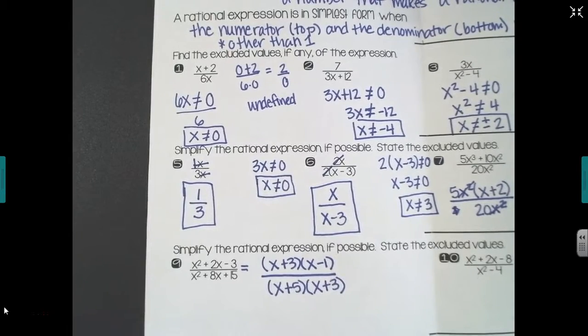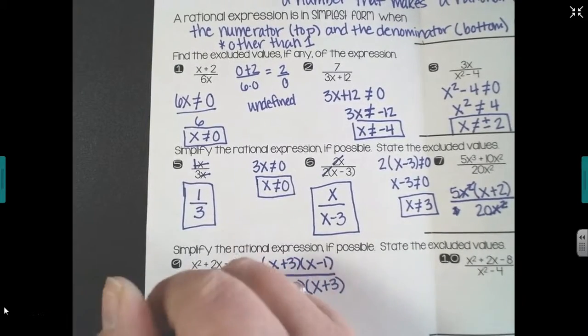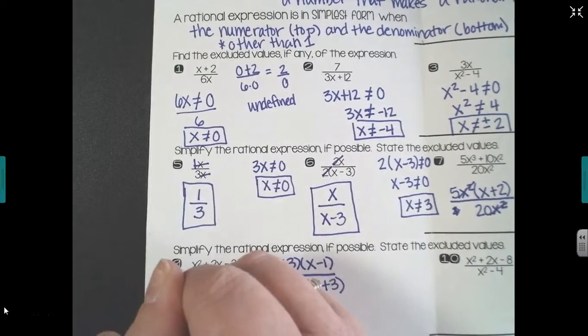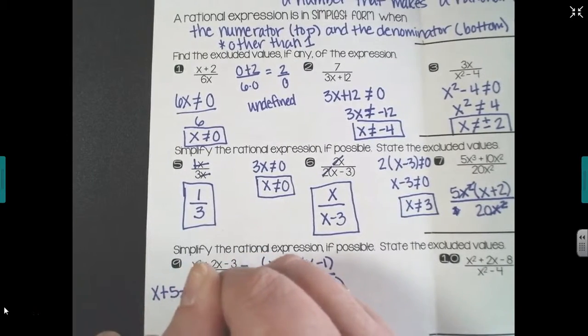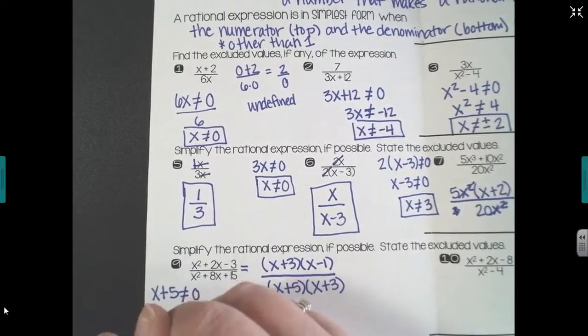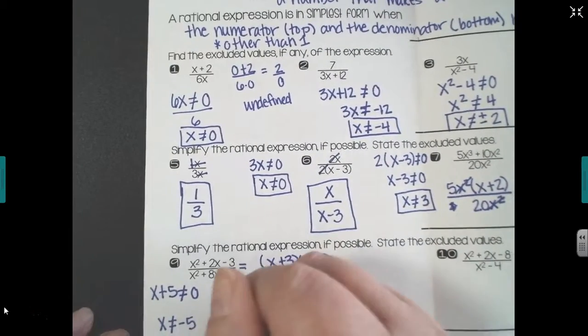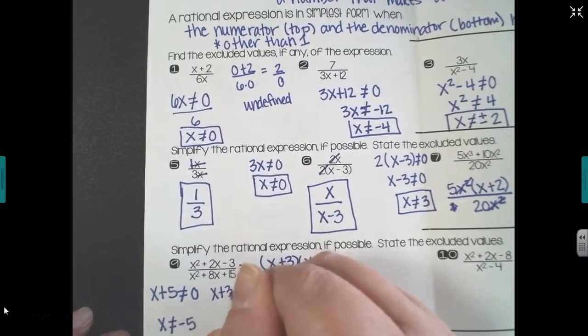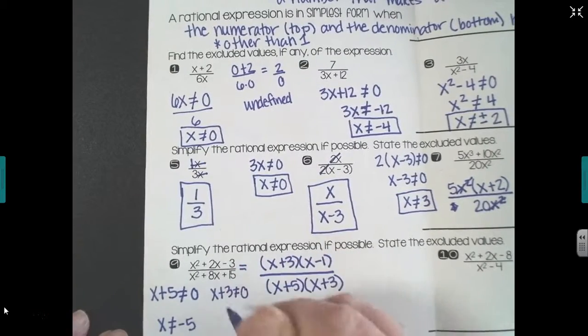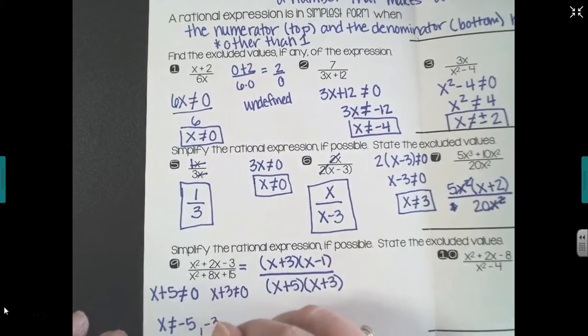Let's talk about our excluded values. Where do we look for the excluded values? We look at the denominator. We have 2 parts in our denominator. X plus 5 cannot equal 0. Therefore, x cannot equal negative 5. And x plus 3 cannot equal 0. Therefore, x cannot equal negative 3. So those are the exclusions.